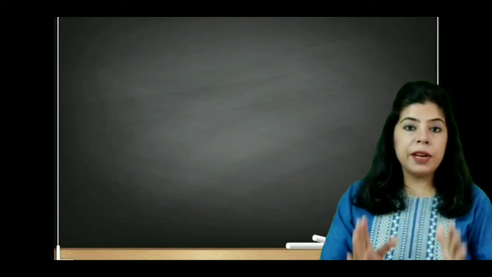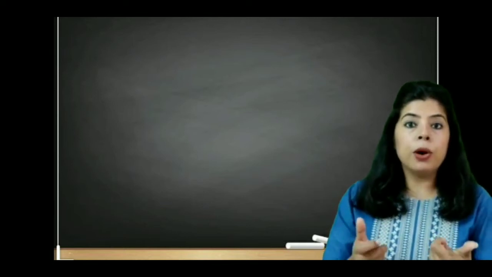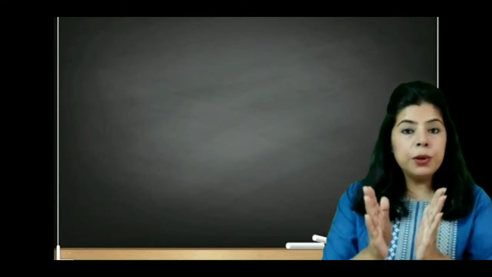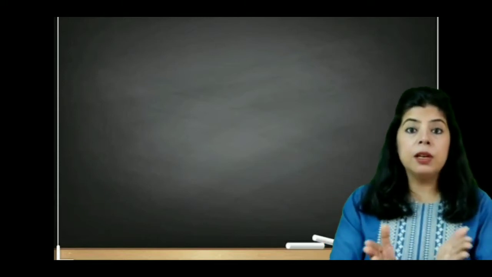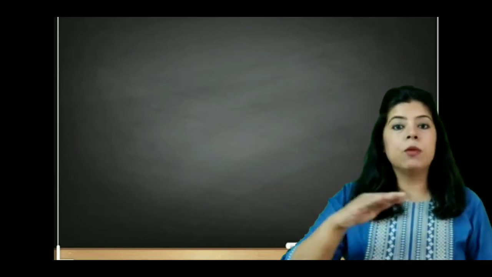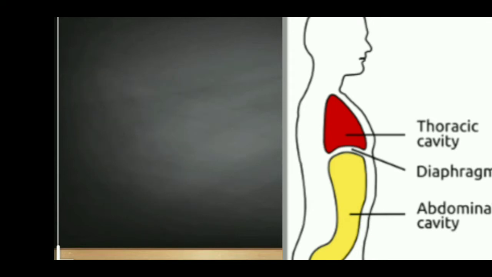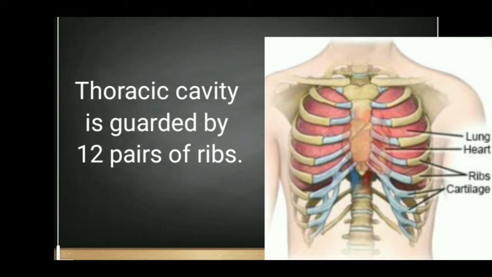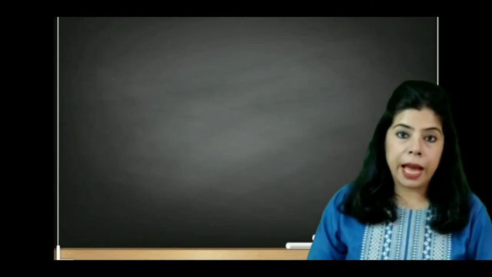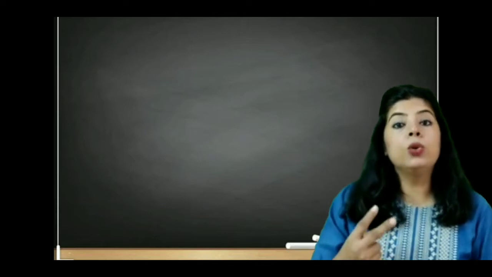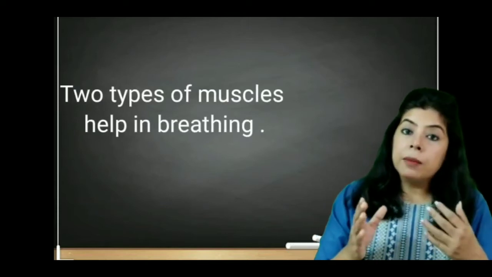But before going to that, it is very important to know about a few organs and parts which are involved in the entire mechanism of breathing. While studying the human respiratory system, we learned about the diaphragm. The diaphragm is a wall of muscle which separates the thoracic cavity from the abdominal cavity, number one. Second, the chest cavity is guarded by ribs. There are 12 pairs of ribs which are guarding the chest cavity, and there are two types of muscles which help in the mechanism of breathing.